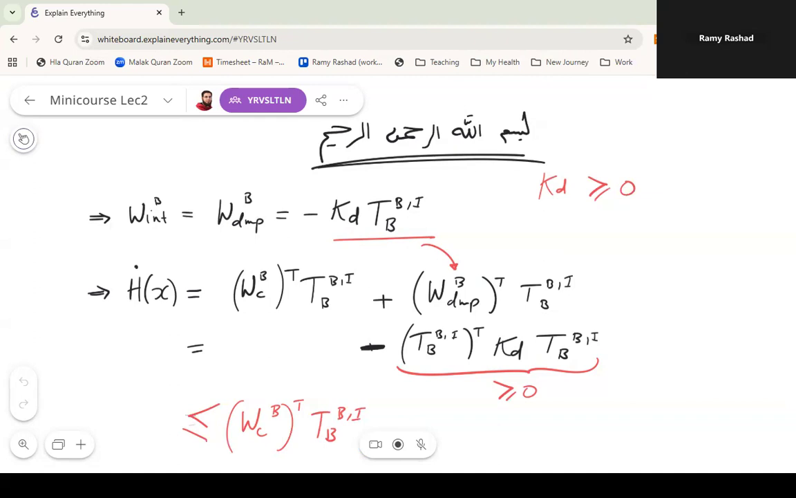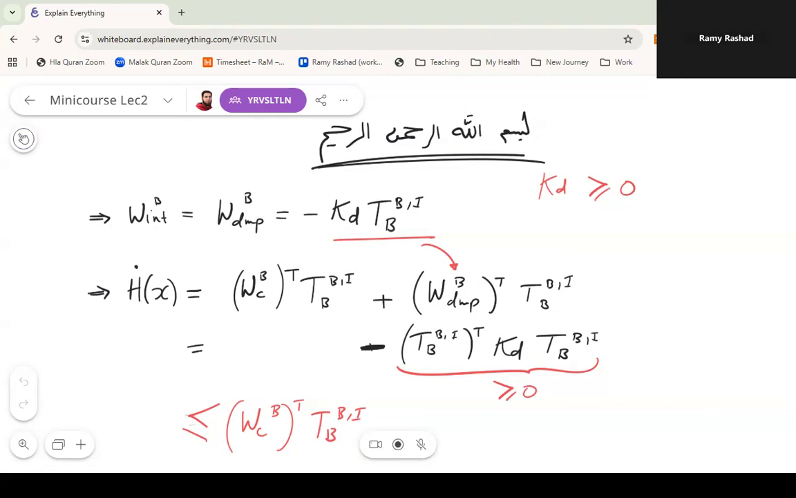Which means that, what does this mean? System is passive. So this is just the math. But if you go to the intuition behind passivity, what does passivity mean? Passivity means a system can either store or dissipate energy, but not generate.